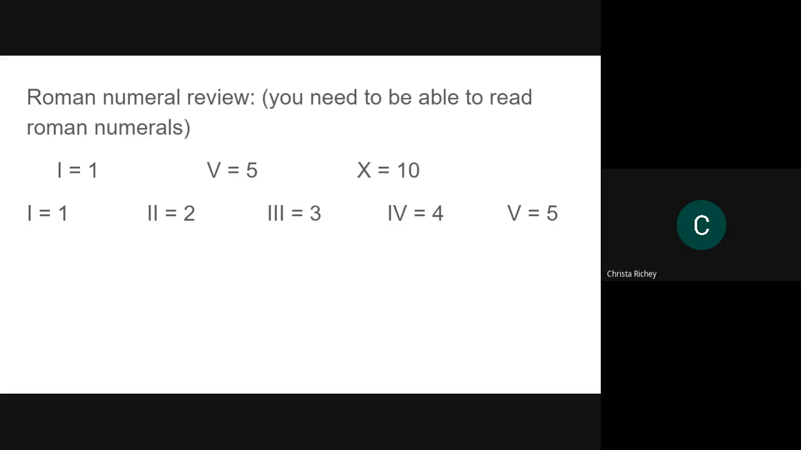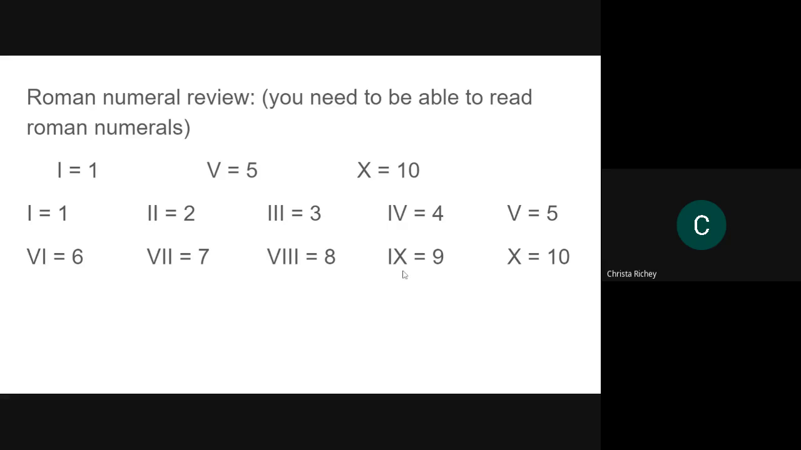So literally 1 and 1 is 2, 1 and 1 and 1 is 3. Now, IV is 1 before 5, which is 4. The 4 is one number before 5. If you see an I after the V, then you add it to it. So 5 plus 1 is 6. This one over here, because you can't see me pointing, 5 plus 1 is 7. 5 plus 3 more is 8. This is 1 before 10, which is 9, and then 10.